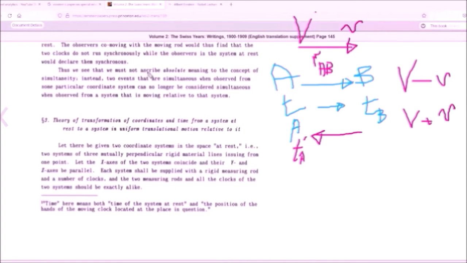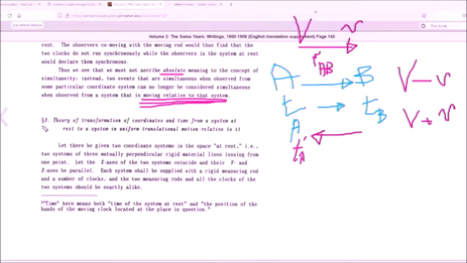Thus we see that we must not ascribe absolute meaning to the concept of simultaneity. Instead, two events that are simultaneous when observed from some particular coordinate system can no longer be considered simultaneous when observed from a system that is moving relative to it. Of course we know that for sure. So that is not a discovery, that you are assuming that because the system is moving, one part of the system is going to see it at different velocity from the other, so they are not simultaneous. So what discovery is that? There is not much there.